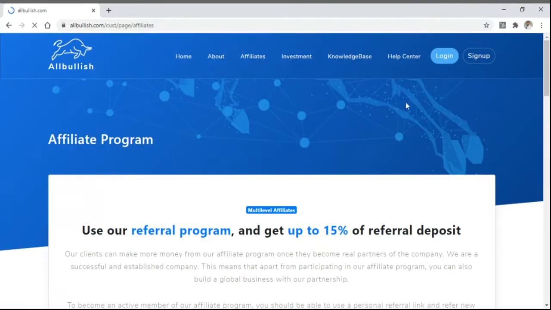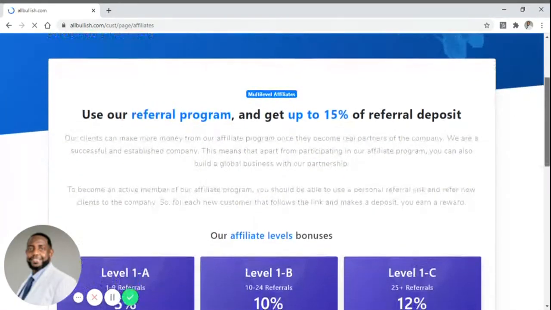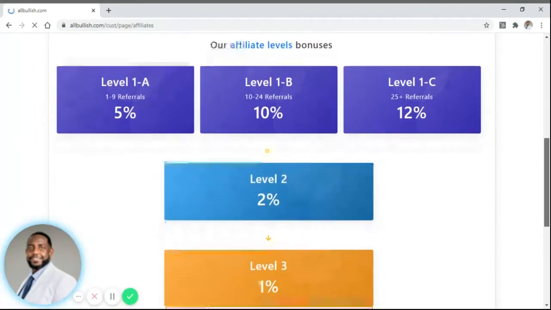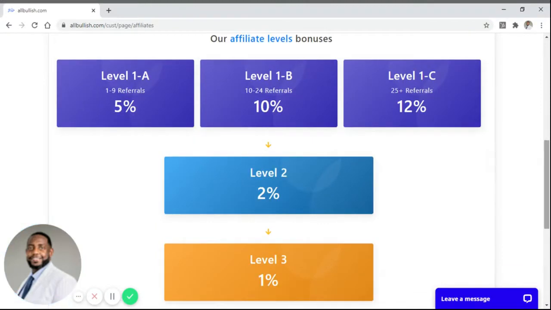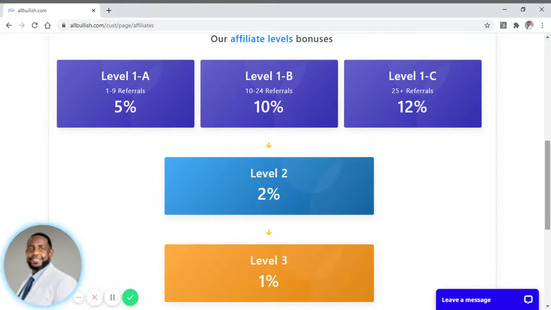So with the affiliate program, you can make up to 15% of referral deposit. I will show you a little bit about what the referrals are. So you make 5% referral on your level 1A. So that means your first 1 to 9 referrals, you make 5% on. After you get over the 9 referrals, you get the 10 to 24 referrals. Between 10 and 24 referrals, you're on what they call level 1B, and you get 10%. And then on level 1C, yes, when you have 25 plus referrals, that's 12% of whatever they deposit from their wallets.